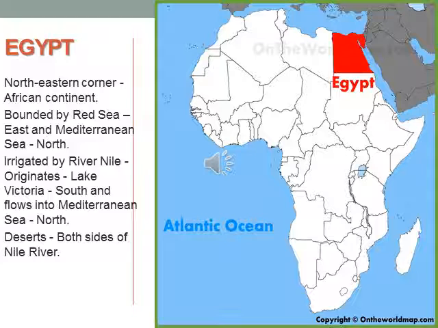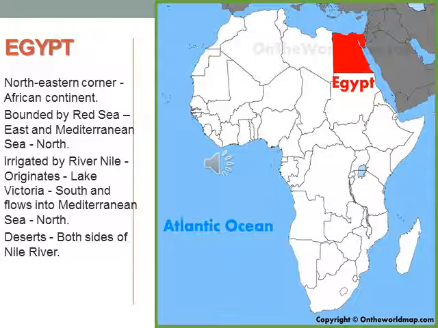So in between Egypt and Arabia, towards the east of Egypt was the Red Sea, and in the northern region it was the Mediterranean Sea. Egypt was bounded by the Red Sea in the east, then the Mediterranean Sea in the north. Egypt is irrigated mainly by the river Nile. The river Nile is the lengthiest river in the world. Egypt was irrigated by the river Nile, which originates in Lake Victoria in the south.